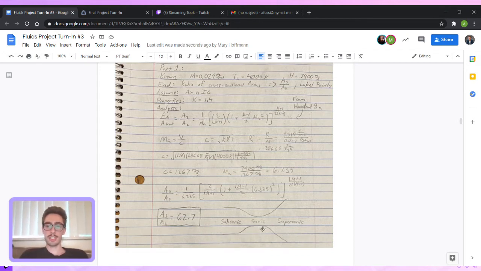After this is done, we can depict this rocket thruster and categorize it appropriately as subsonic over here, sonic in the throat, and supersonic at the exit.